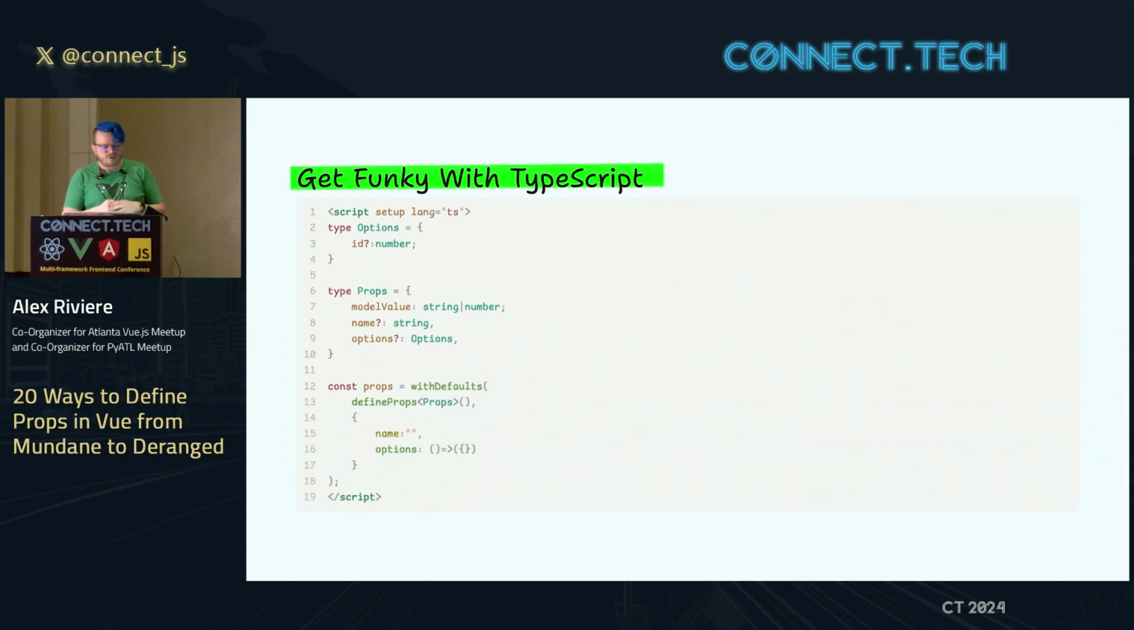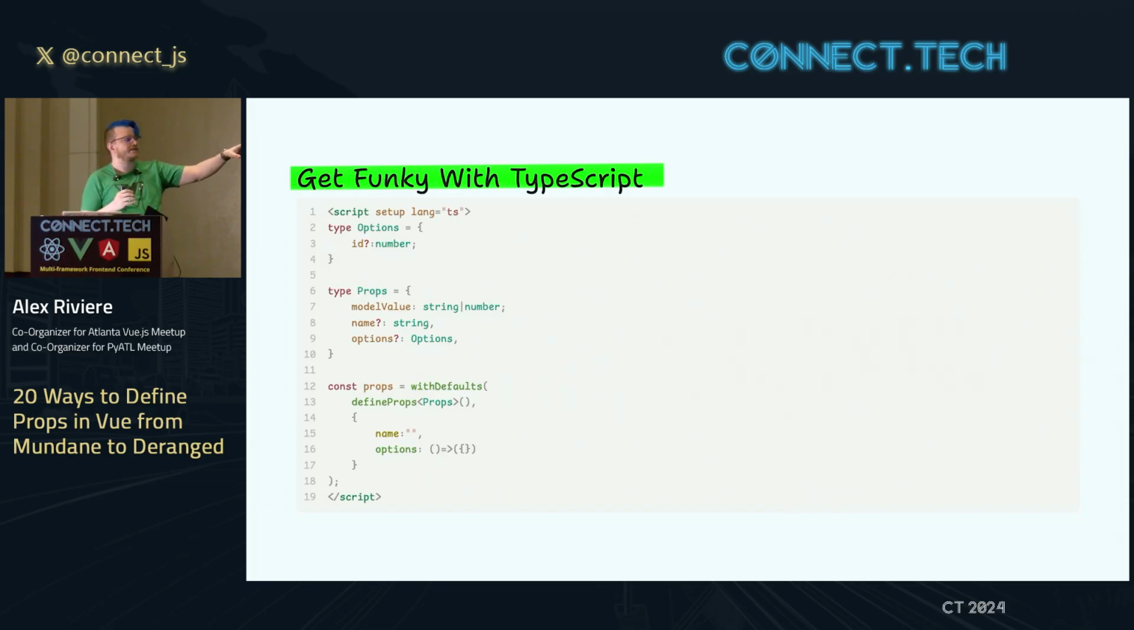And then we can now call with defaults, which is another compiler macro, right? Remember, build time. This is all happening at build time. This is all a way to tell the compiler, hey, I need to provide some default values for this. And with that, we're going to have define props as the first argument. So our call to define props with the type indicated. And then we're going to pass an object. So this is an object literal. You cannot pass a function here. It has to be a literal object.